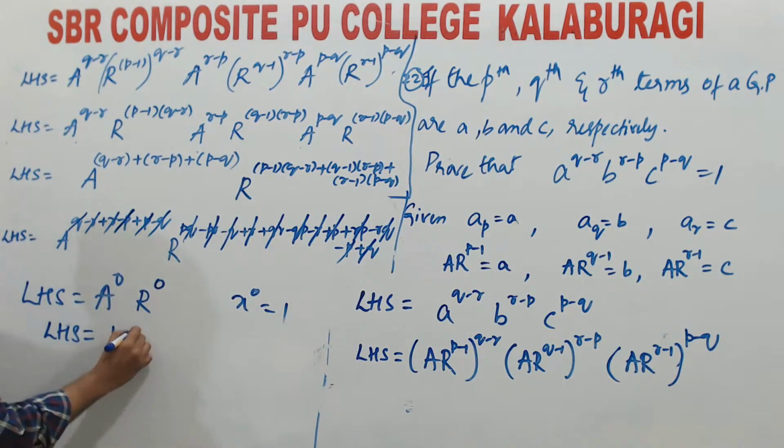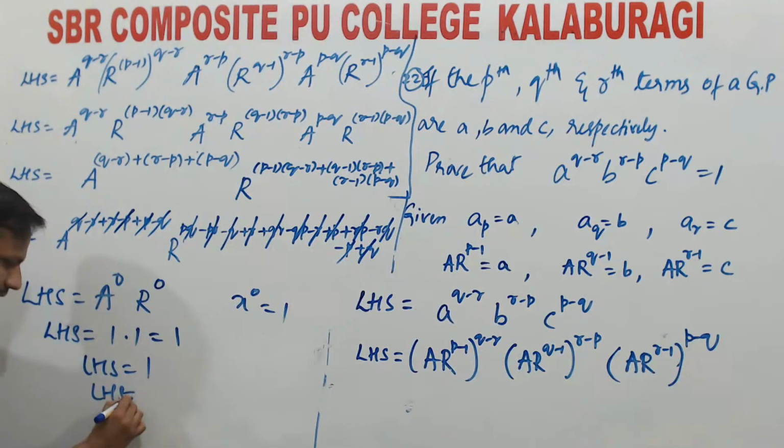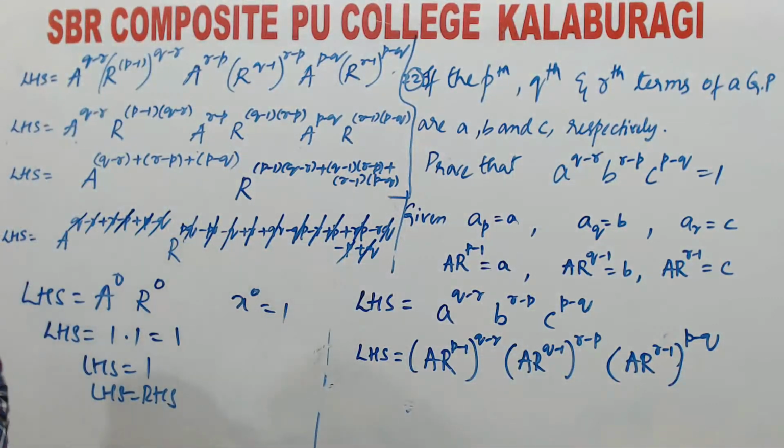R to the power 0 is also 1. 1 into 1 is nothing but 1, which is the RHS. I have to prove it is equal to 1. So we proved it. So these are all the things of the GP problems.